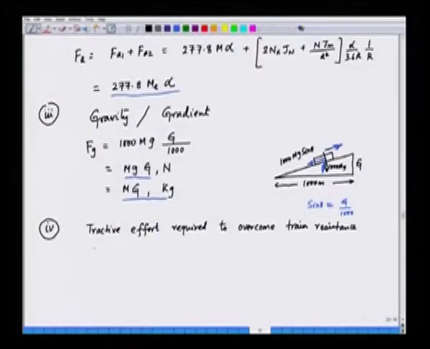So, this Fr is equal to A plus Bv, v is the velocity of the train, plus Cv square and so on, and it is in Newton. So, difficult to estimate.